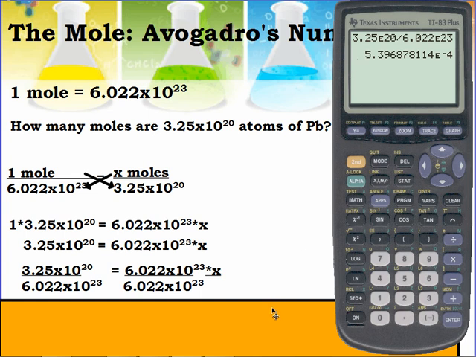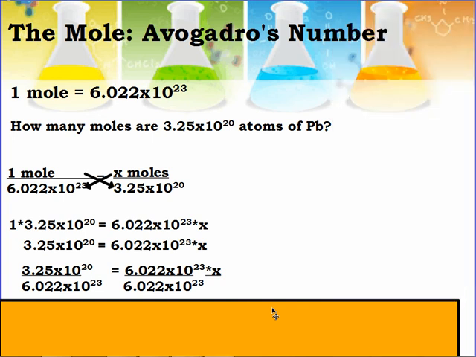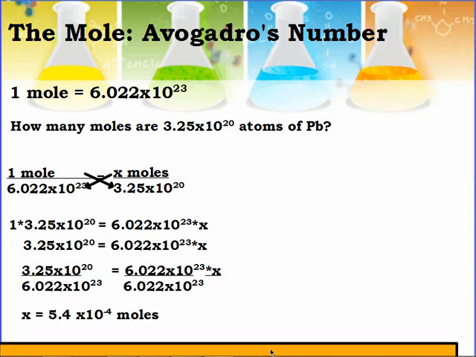Therefore, 3.25 times 10 to the 20 atoms of lead is equal to 5.4 times 10 to the negative 4 moles. All right. I hope you pause this, and I hope you write all of this down. Now we're going to try it another way.